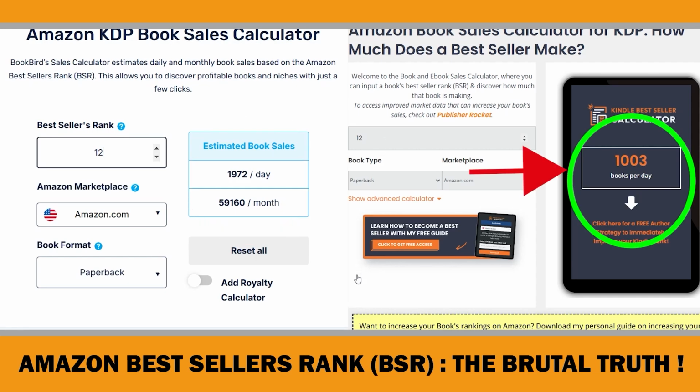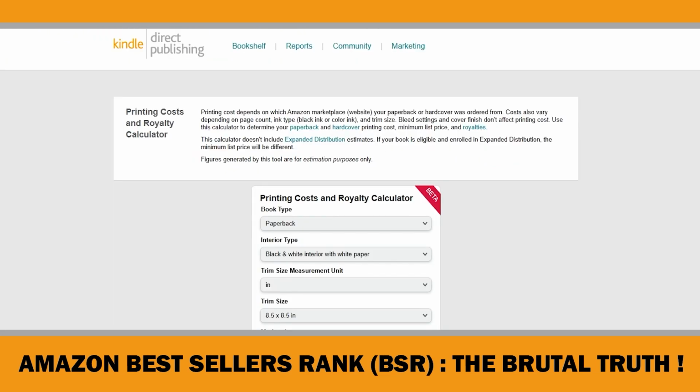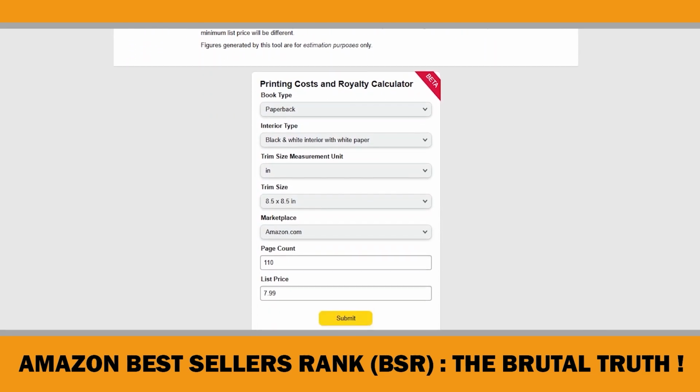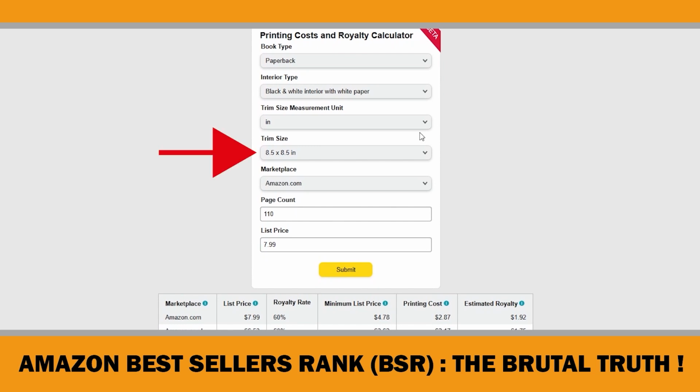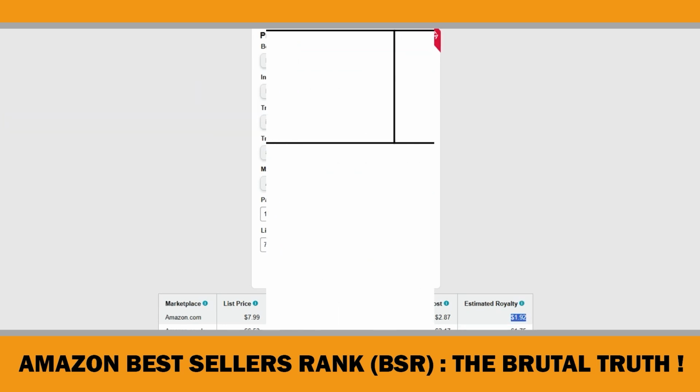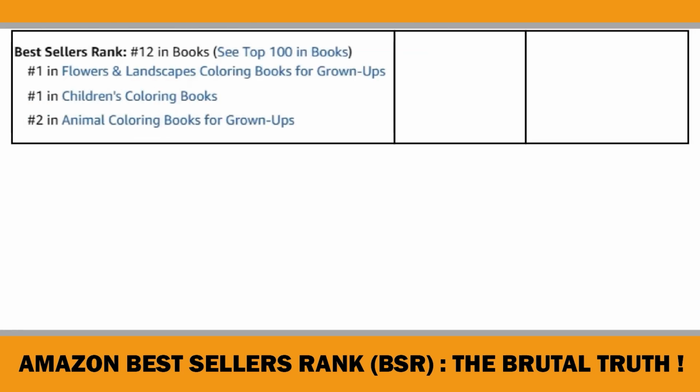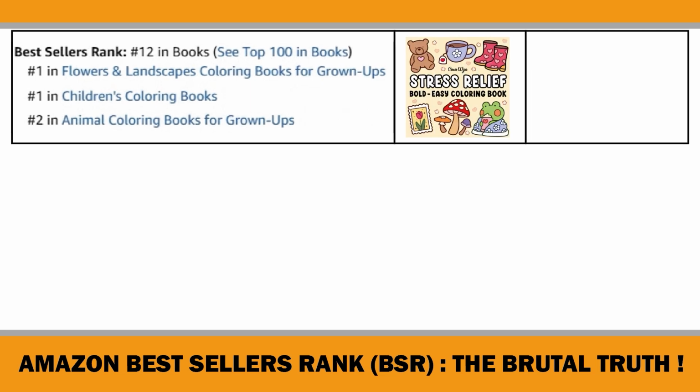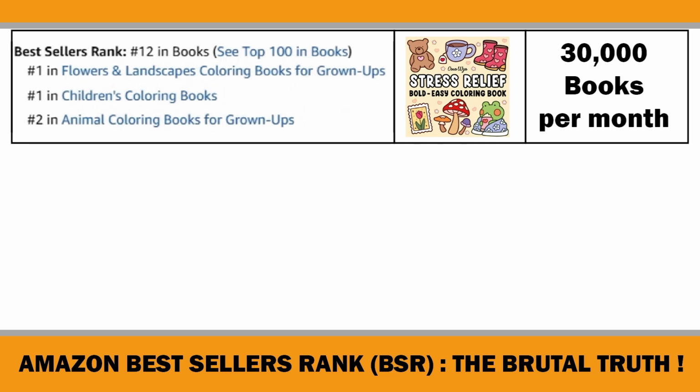This book sells about 1,000 copies a day. If we check Amazon KDP's official printing cost and royalty calculator, this book, measuring 8.5 by 8.5 inches with 110 pages and a listing price of $7.99, has an estimated royalty of around $2,000 per day. If you want to reach the number 12 spot in BSR, you will need to sell as many copies as this book does. Not just for a single day, but consistently over a certain period, like 30,000 copies a month, as this Cocowayo book achieves.